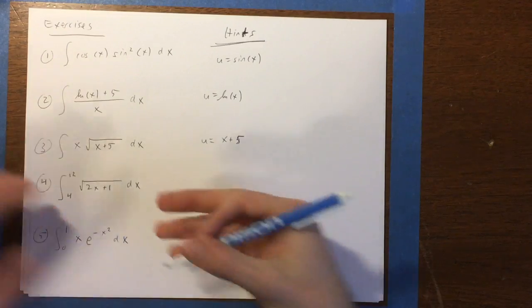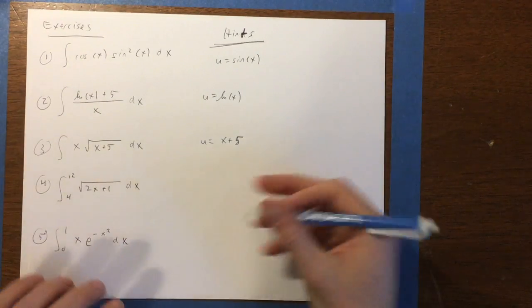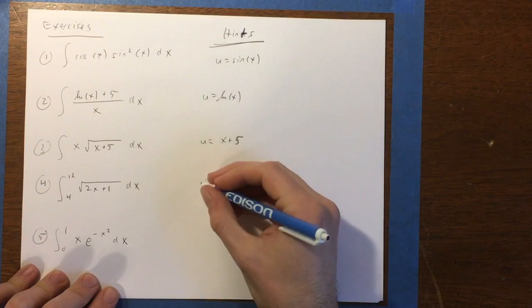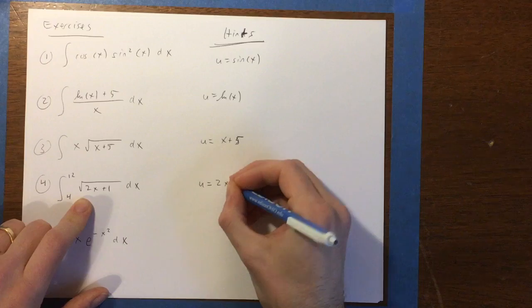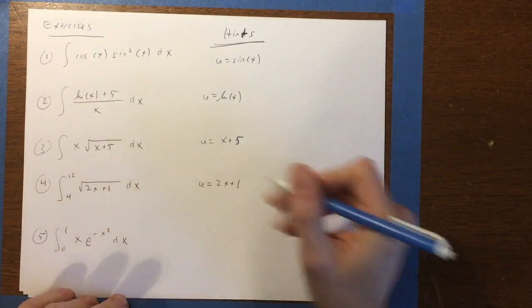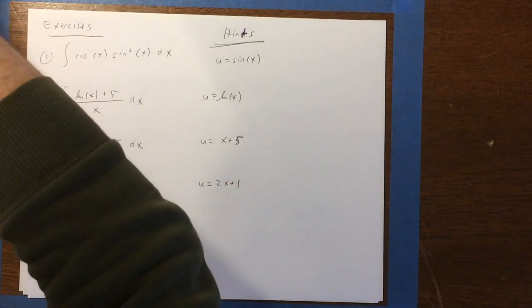Number 4 here is, so the last two here, by the way, are definite integrals, so I want you to practice this. Number 4 here is pretty straightforward. You can just have u be 2x plus 1, via that composition there, and that should work out pretty well.